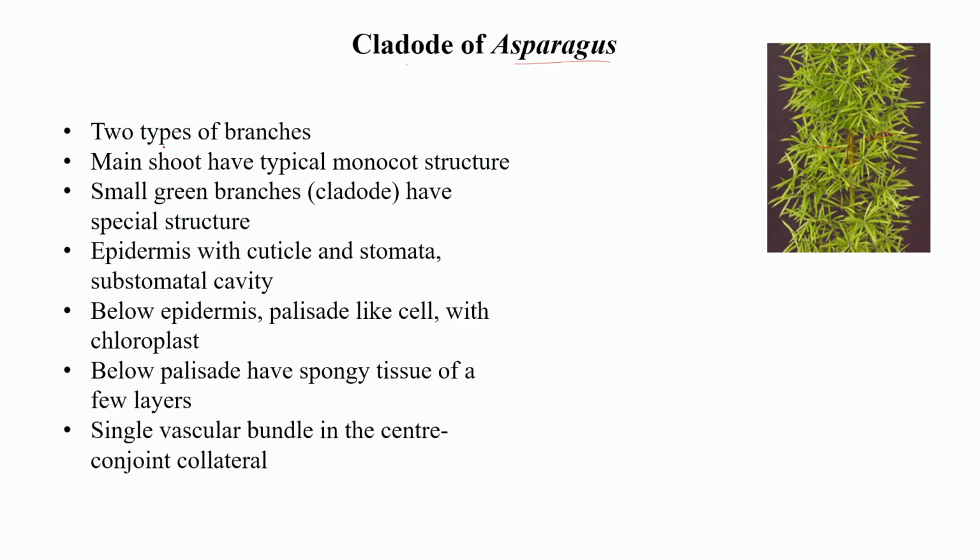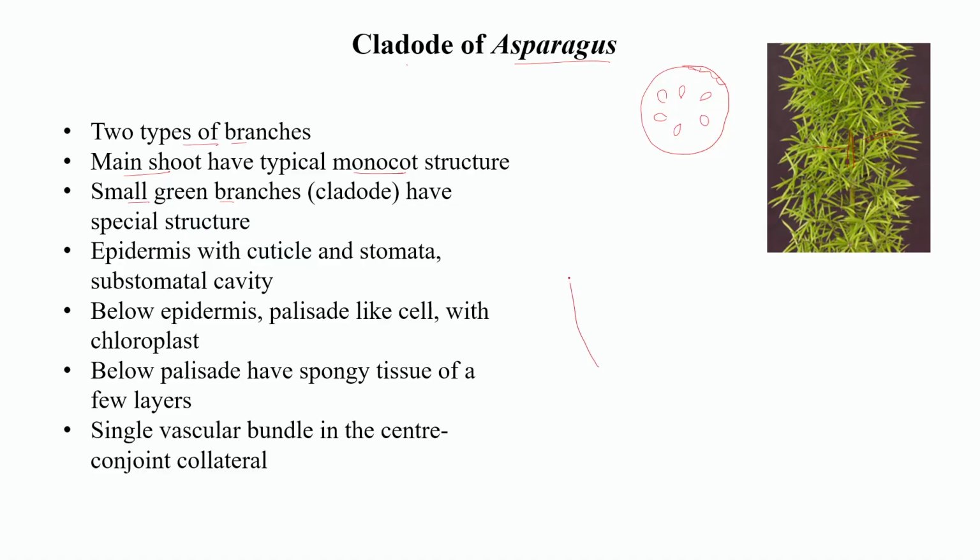Now in this asparagus, two types of branches are there. The main shoot will have monocot like structure. See, when you will cut the section of this main shoot, as in monocot you will observe that it will have epidermis, then it will have hypodermis, and then a lot of vascular bundles will be embedded in this. Okay, they will be scattered, so it will have a monocot like anatomy, whereas the small green branches will have a somewhat different structure which is actually not present in the main stem. Okay, it will have a different type of structural organization.